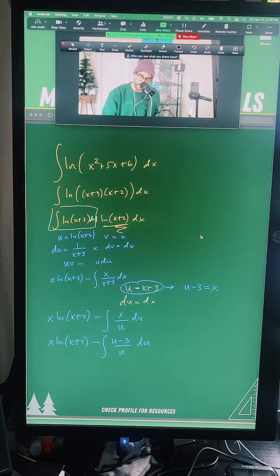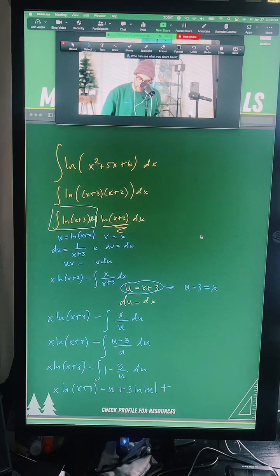Yep, there you go. Okay, so that's how that works. And then let's just go ahead and rewrite this a little bit. So now this becomes minus the integral of 1 minus 3 over u du. And we're going to go ahead and integrate this now: x natural log of x plus 3 minus u plus 3 natural log of u, and then plus c.